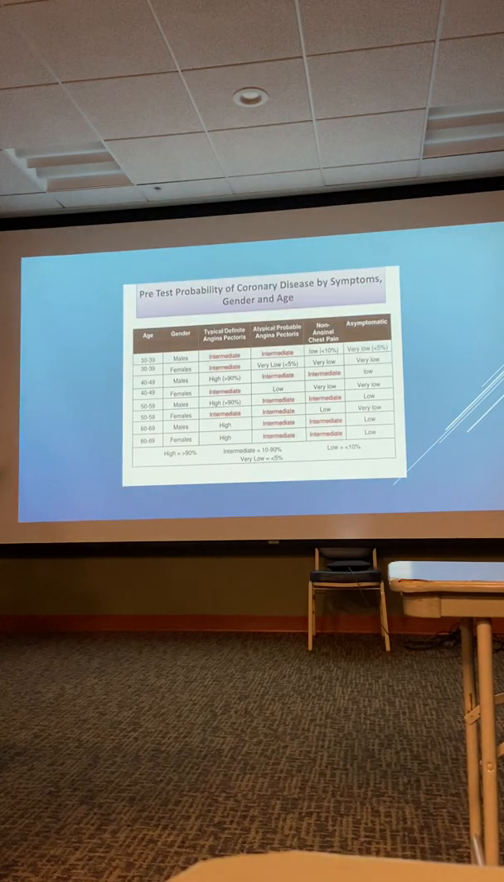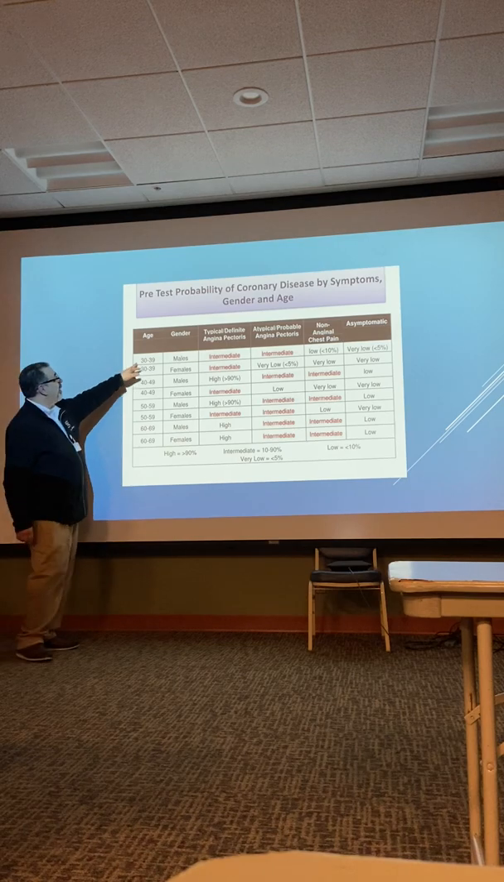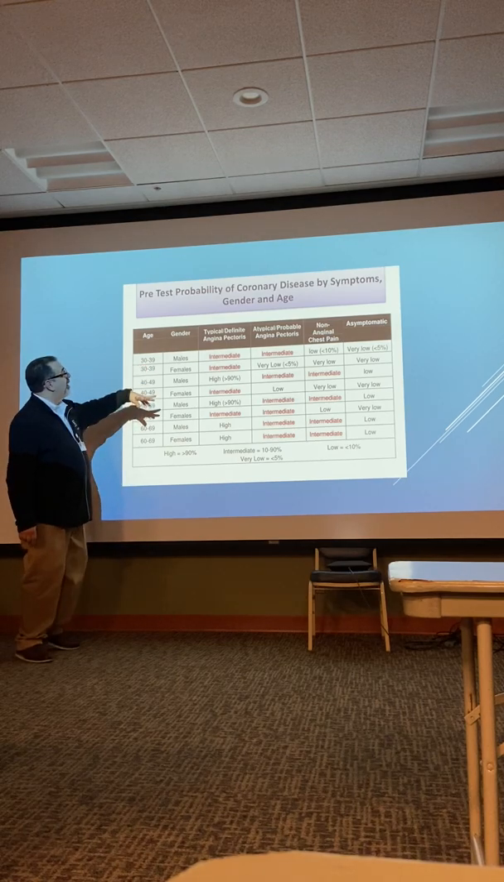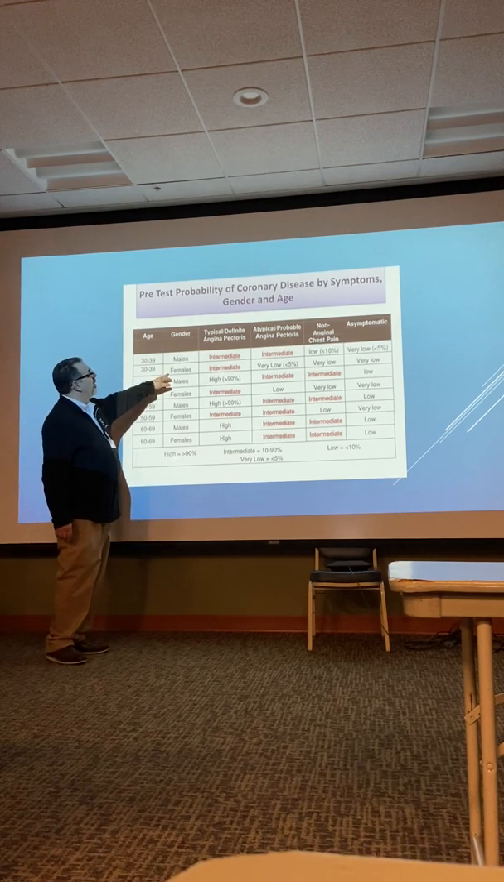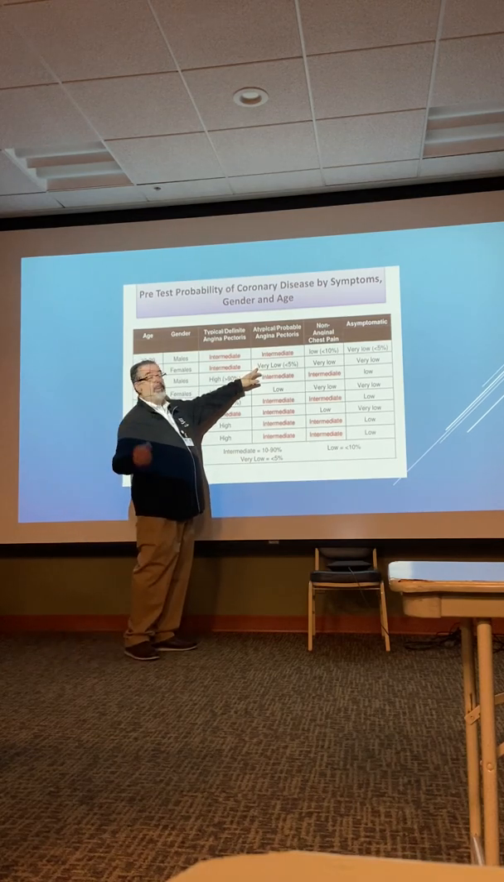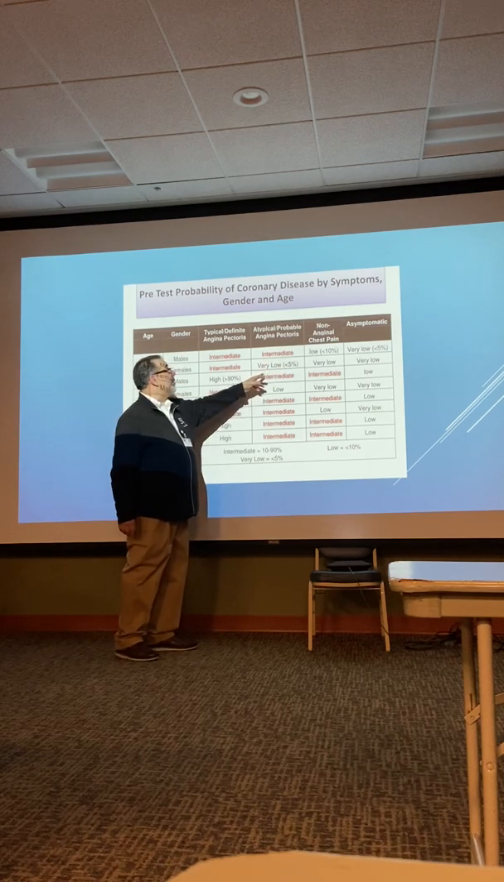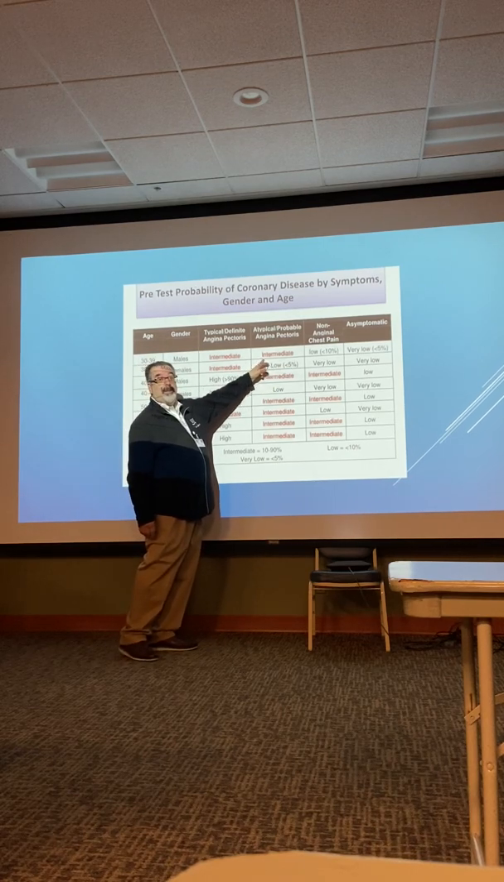And this is a thing I show a lot when I'm talking to the residents about stress testing. If you look at these things, what is the pretest probability of coronary disease based on symptoms, gender, and age? So look at this. You have a 39-year-old female who has atypical chest pain, so 2 out of those 3 characteristics for angina. The likelihood of coronary disease is less than 5%, as opposed to a male, where it's an intermediate likelihood.